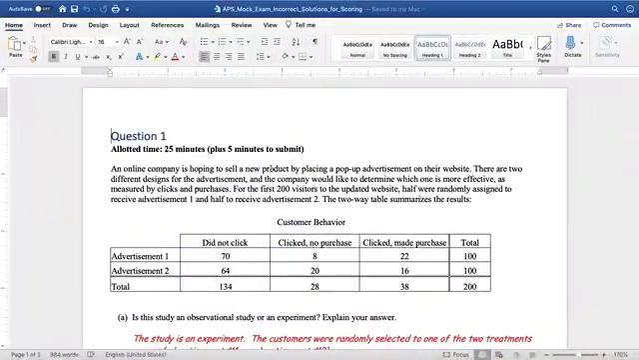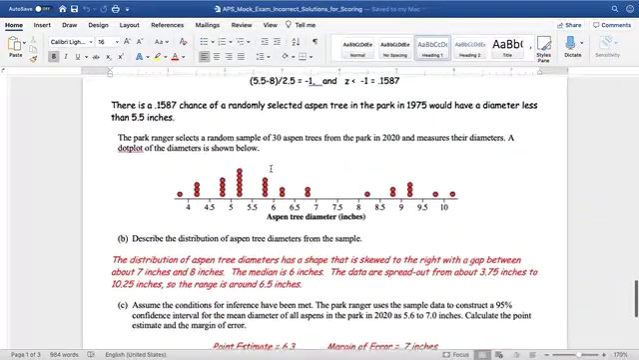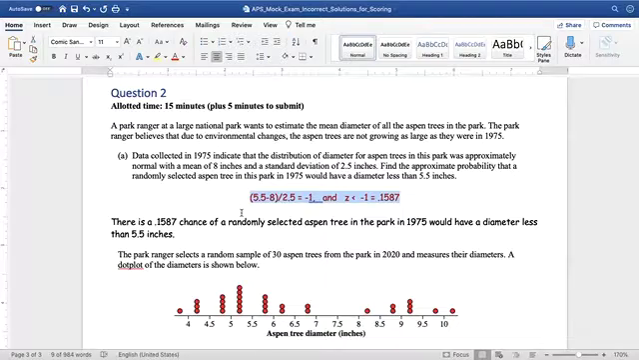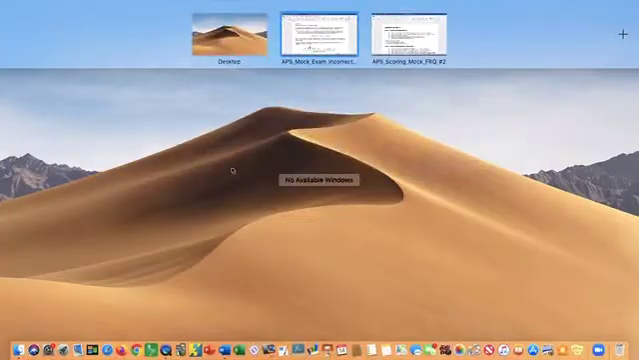In part A of the question, let me scroll down to it. Here it is. So in part A of the question, we are asked to find the approximate probability that a randomly selected aspen tree in this park in 1975 would have a diameter less than 5.5 inches. Okay, so again, I'm not showing you the correct answer. I'm showing you an example of an answer that you might have written, and then we're going to look at how to apply the rubric to this answer.